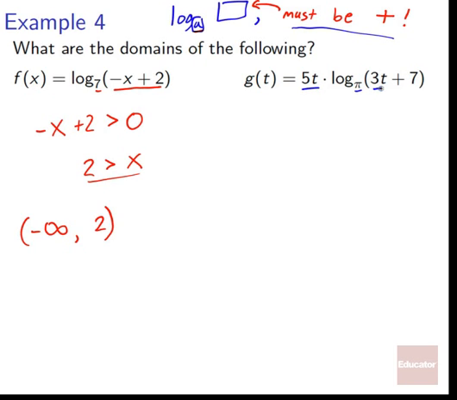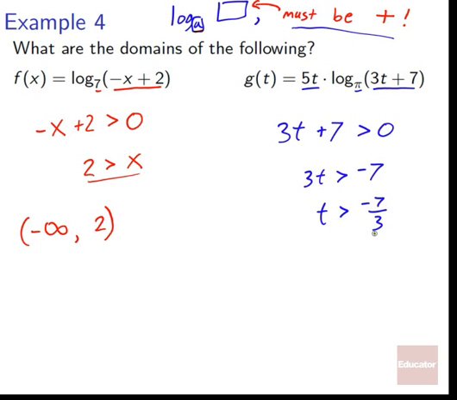Once again, the only thing we're worried about is when the logarithm is going to try to take the log of a negative or zero number. So to avoid that, we have to have that 3t plus 7 must be greater than zero. Otherwise, we'll be taking a log of something that we cannot take logs of. That would break our function. So 3t plus 7 is greater than zero. Subtract by 7, 3t is greater than negative 7. Divide by 3, t must be greater than negative 7 thirds.